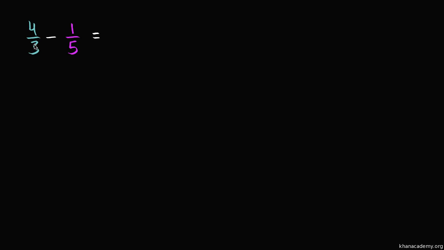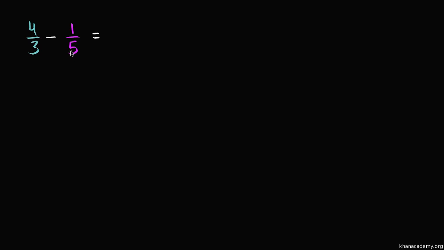And the key is to rewrite each of these fractions so that they have the same denominator. And how do we figure out what that same denominator is? Well, it's going to be a common multiple of 3 and 5. And ideally, it's going to be the least common multiple of 3 and 5. So how can we calculate that?